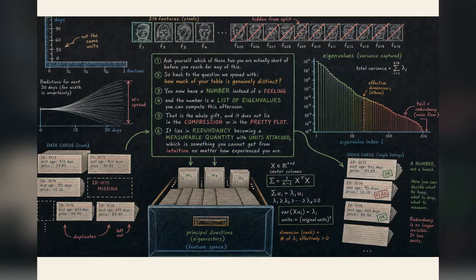So, back to the question we opened with: how much of your table is genuinely distinct? You now have a number instead of a feeling, and the number is a list of eigenvalues you can compute this afternoon. That is the whole gift, and it does not lie in the compression or in the pretty plot. It lies in redundancy becoming a measurable quantity with units attached, which is something you cannot get from intuition no matter how experienced you are.